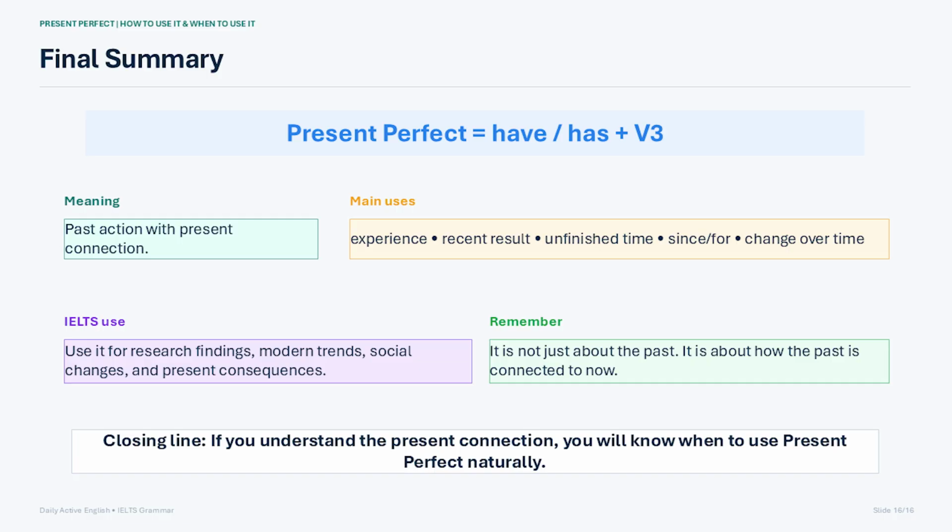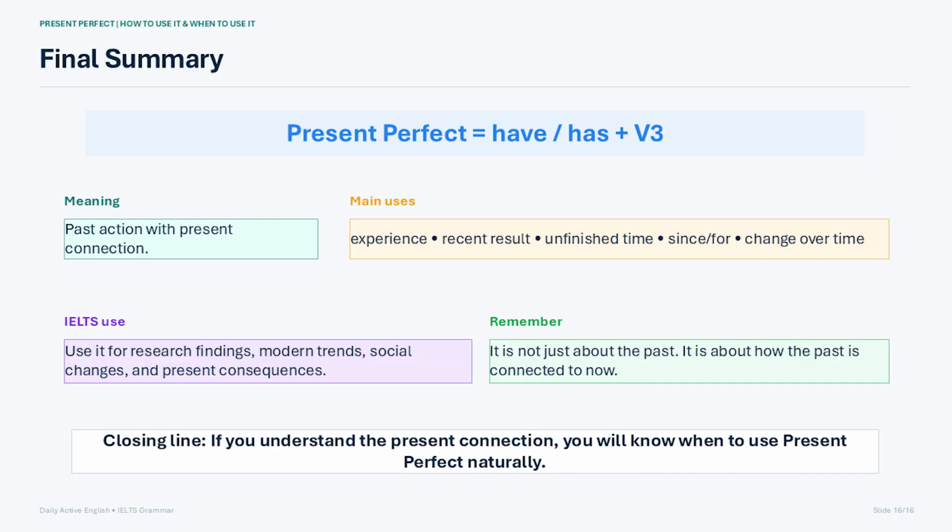Let's summarize the present perfect. The structure is have or has plus past participle. The meaning is past action with present connection. We use it for life experiences. I have visited Italy. We use it for recent actions with present results. She has lost her keys. We use it for unfinished time periods. I have studied a lot this week.